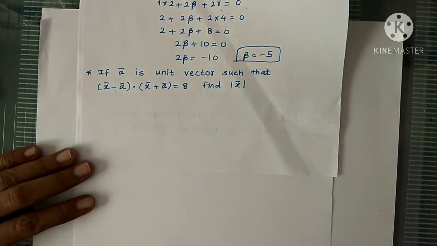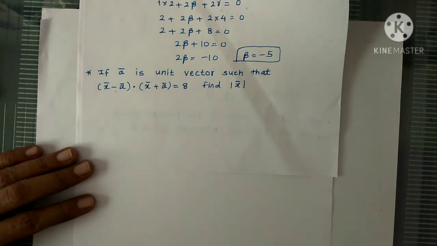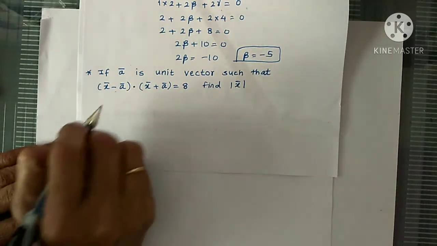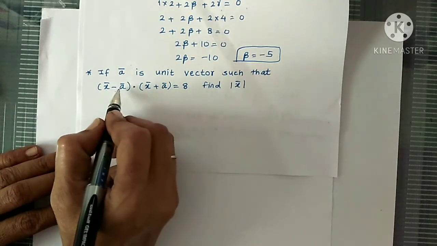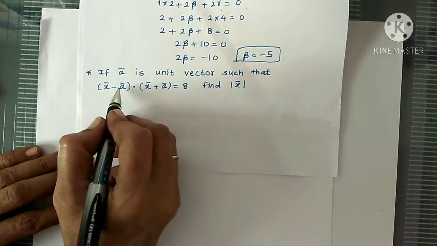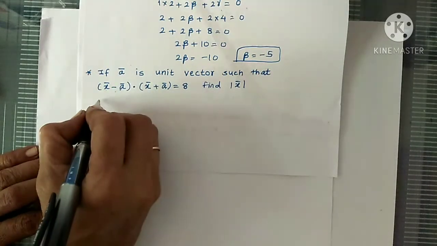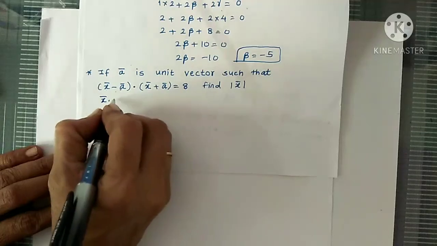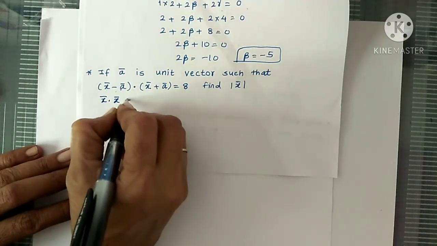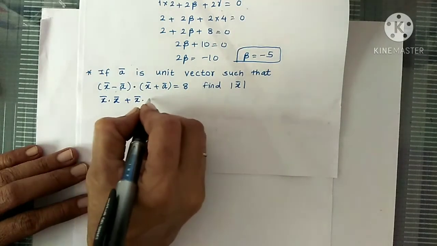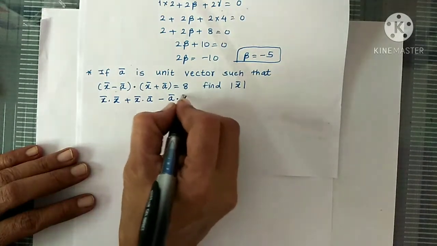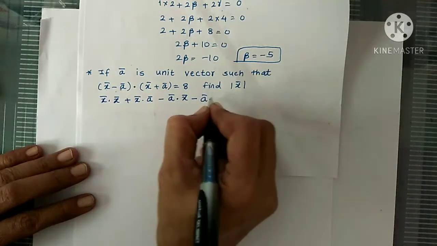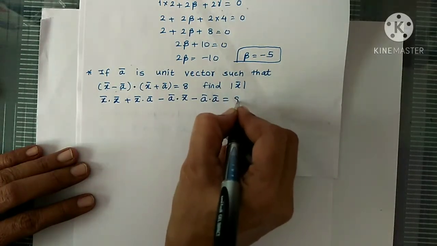Now in the dot product we have distributivity of dot product over vector addition. That means it is the usual multiplication. So x bar dot x bar, then x bar dot a bar, then minus a bar dot x bar, and the last one is minus a bar dot a bar. So it is usual multiplication, but the only thing is we have to write the dot as it is a dot product. x bar dot a bar, next one is minus a bar dot x bar, minus a bar dot a bar, and it is given 8.